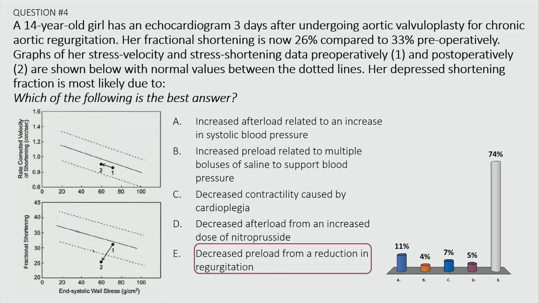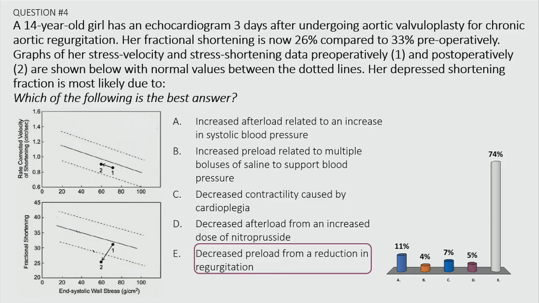However, in fact, when you look at these graphs, wall stress and therefore afterload decreased, it didn't increase. Increased preload related to multiple boluses, an increase in preload, you'd expect that to improve the shortening fraction. Instead it decreased, so that can't be an explanation for the change that we're looking at. That would go in the wrong direction.